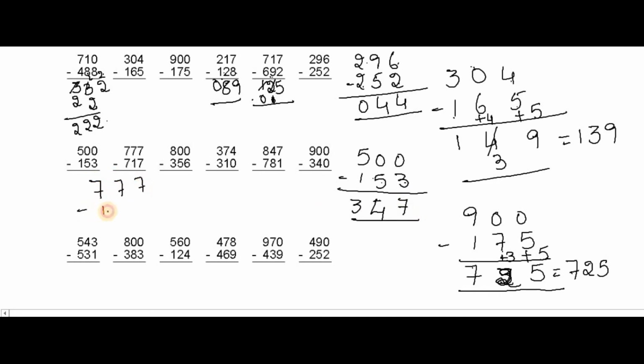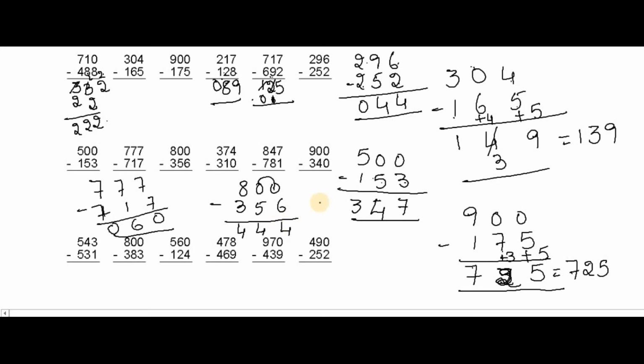777 minus 717, as it is all match combinations, so we can write the answers directly. 800 minus 356. So these two are mismatch combinations, so we should not write 5 here, we'll write 5 here and we'll write 4 here and 4 here.